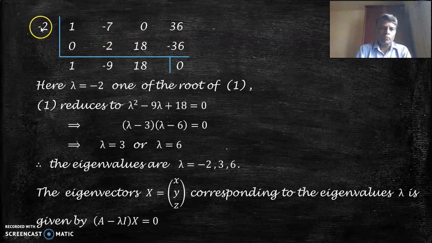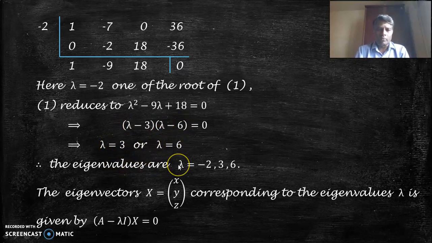Now we try to find out the value for lambda. We try minus 2. This becomes minus 2 into 1 is minus 2, minus 7 minus 2 becomes minus 9. Minus 2 into minus 9 is 18, so this possesses 0. So we decide minus 2 is one of the roots of the characteristic equation. So the equation reduces like this, and we also find the other two roots by using these factors.